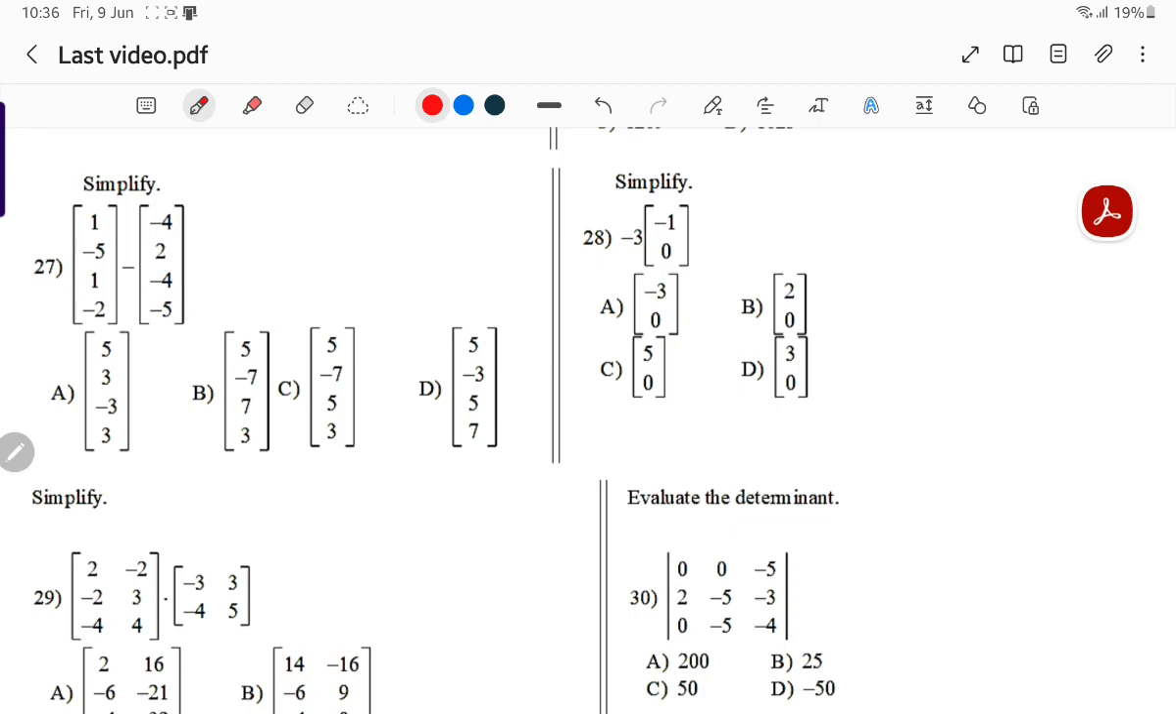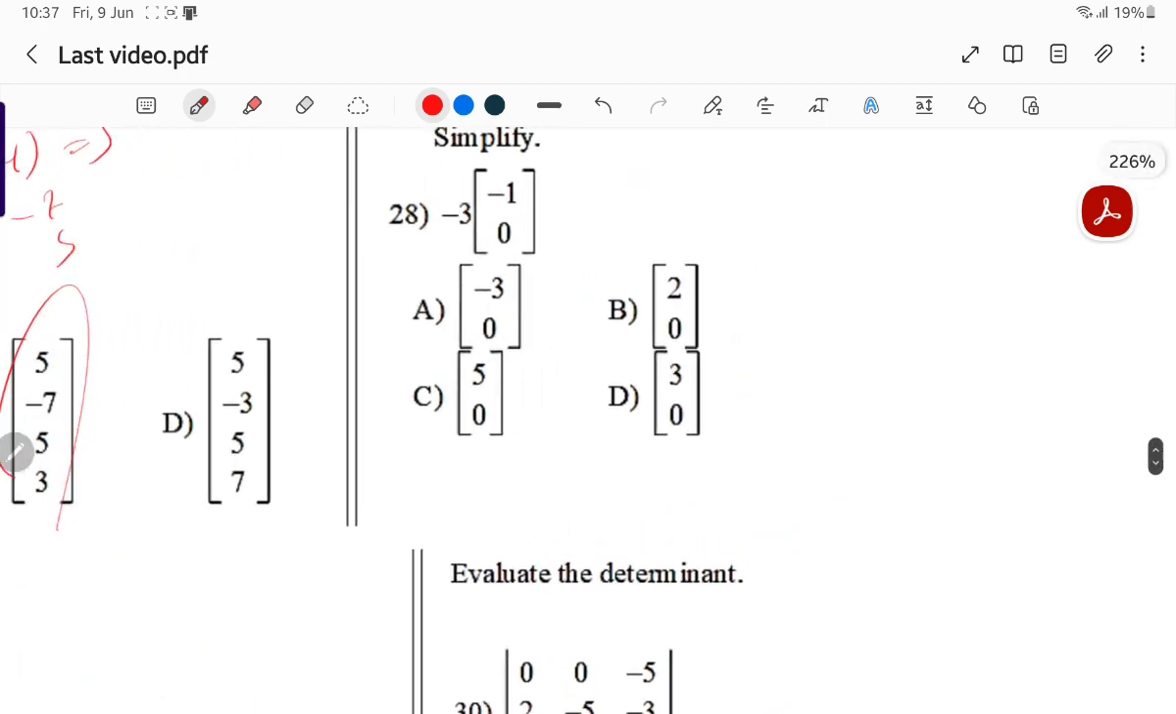If you're asked to add or subtract two matrices, you need to take the corresponding elements. This is the first with the first, we subtract them. 1 minus negative 4, so the answer is 5. Okay, and you do the rest the same way. Negative 5 is negative 7, and this is positive 5. So, this is the answer.